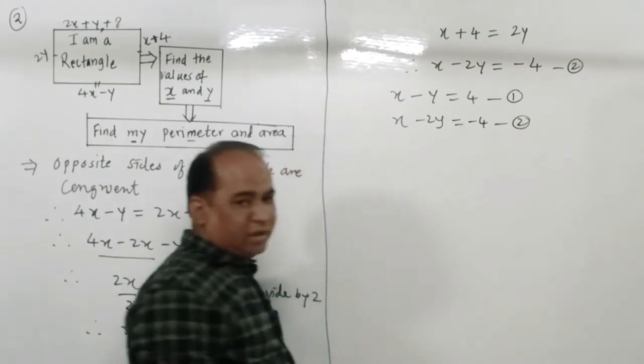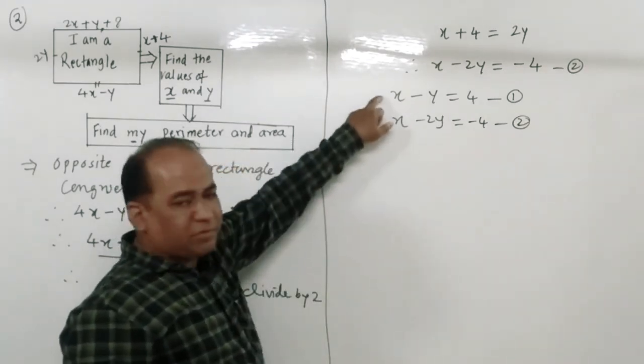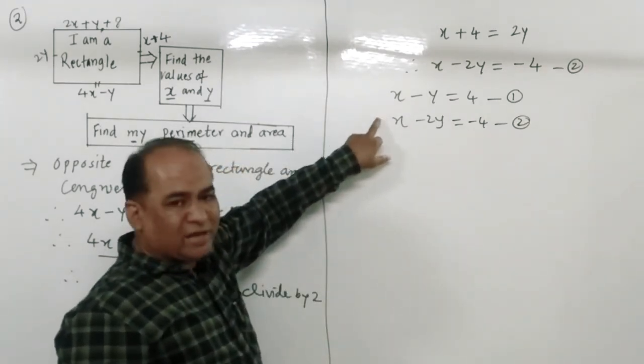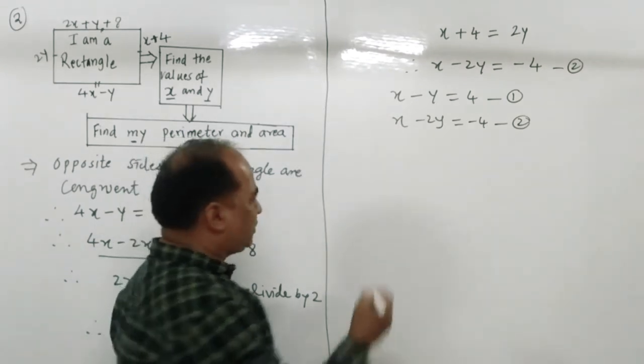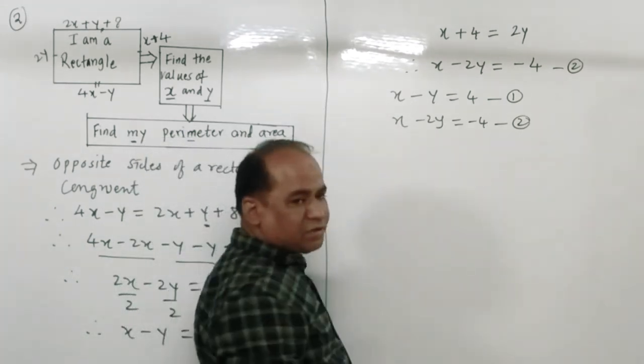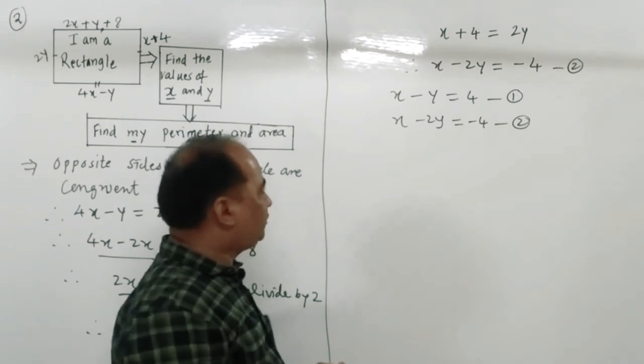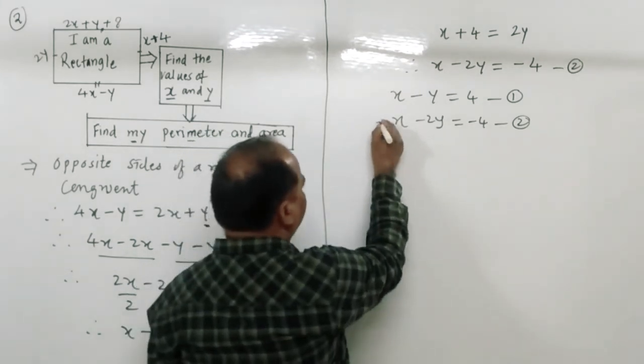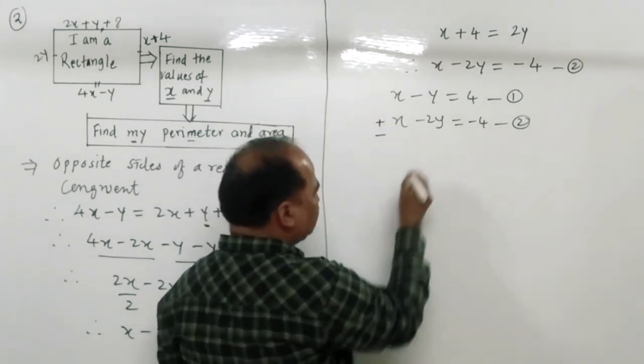Now if you see here, both x are positive, so we cannot cancel them by adding. So we'll subtract this equation. When you subtract the equation, the signs of the second equation will change. Now here plus x will become minus.